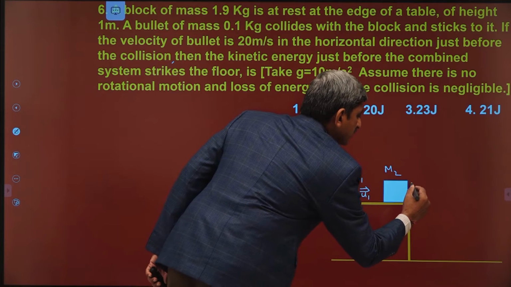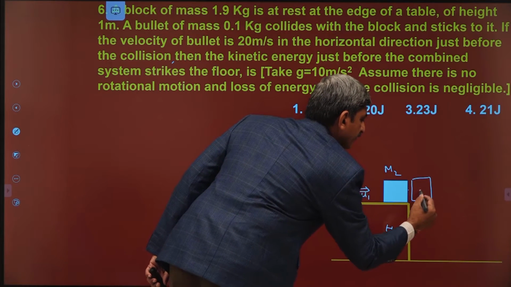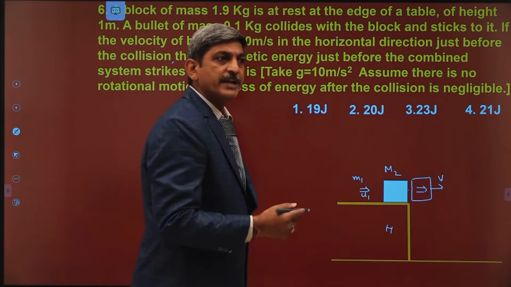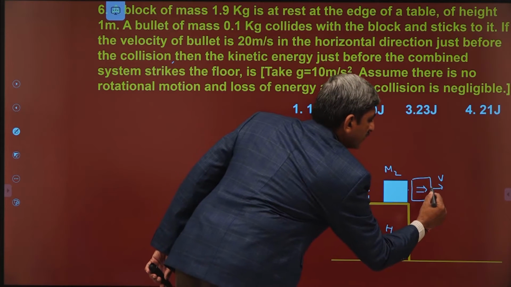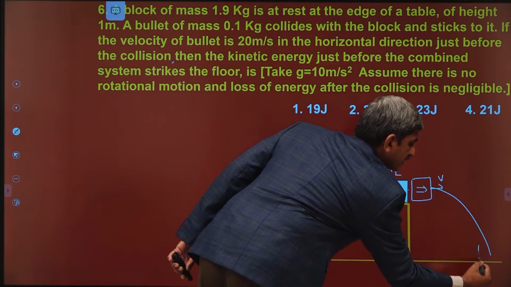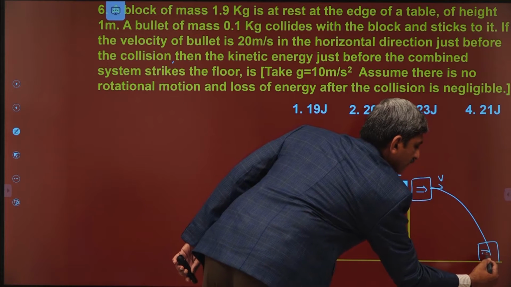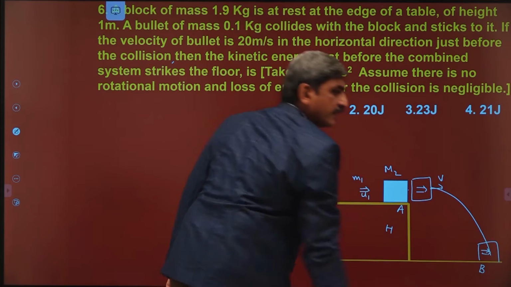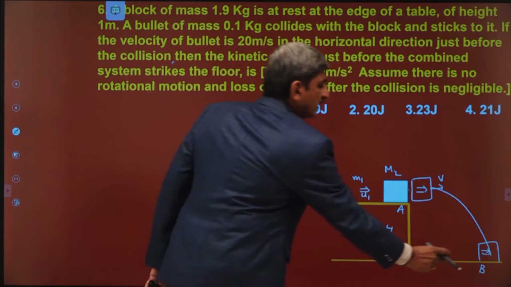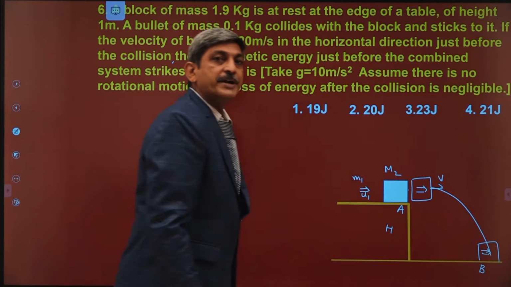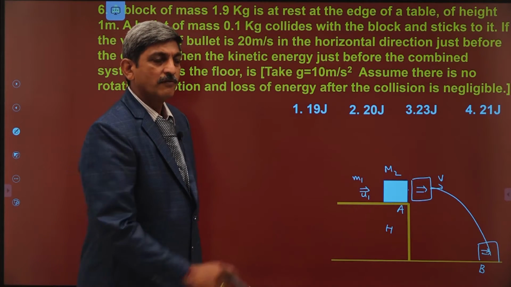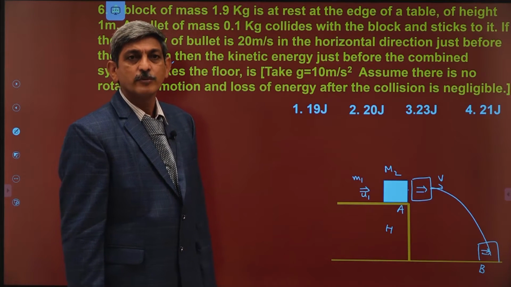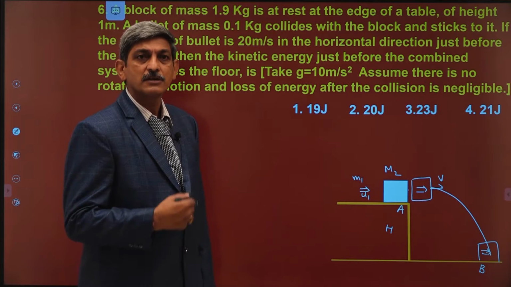Here, suppose the system is moving with a common velocity, say v, after the collision, after embedding the bullet. So you know that it will be moving in a parabolic path and finally reaches the ground at some other point. Let it be the point A, let it be the point B. In this question, we want to determine the total energy of the body when it reaches the point B on the floor. For that, we have to use two basic principles. One is the law of conservation of momentum, and the second one is the law of conservation of energy.